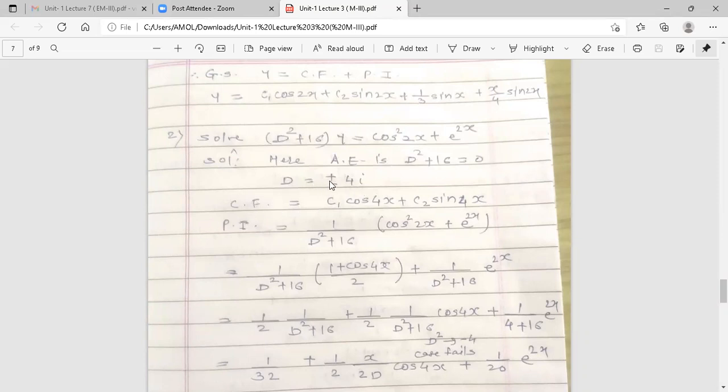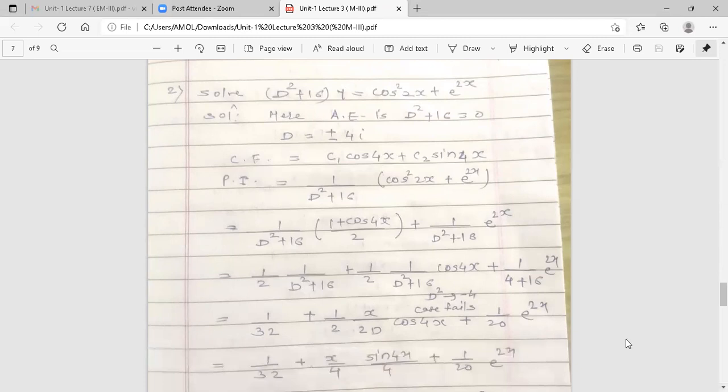So the complementary function, the roots are complex roots, plus 4i minus 4i. Here real part of the complex number is 0. So the complementary function is c1 cos 4x plus c2 sin 4x. You go through the rules of complementary function, then you have an idea how to write the complementary function for complex roots. So from that rule, we have written here the complementary function. Now PI, how to find the PI? Phi of d is d square plus 16. So 1 upon d square plus 16 into function is cos square 2x plus e raised to 2x.